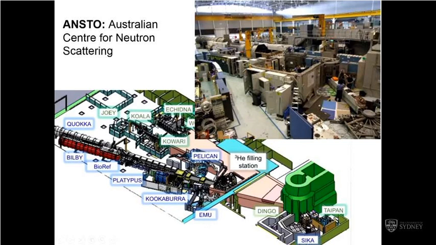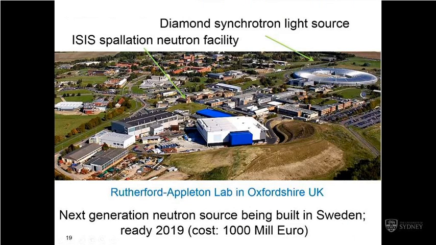It's interesting. And of course, here is a very famous one, the Diamond Synchrotron light source in Oxfordshire, and the spallation source right next door to it. And there's one neutron source being built in Sweden for a large amount of money, but not comparable to the Large Hadron Collider or so.